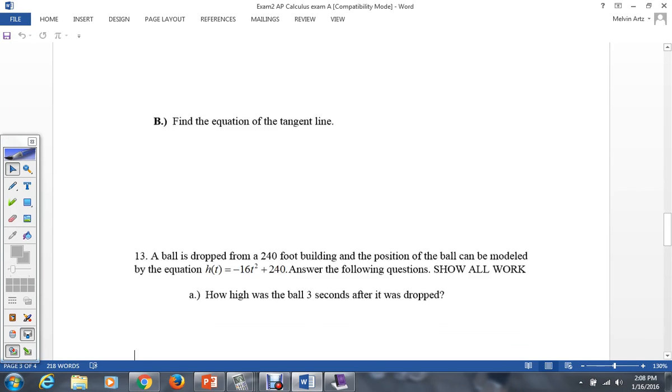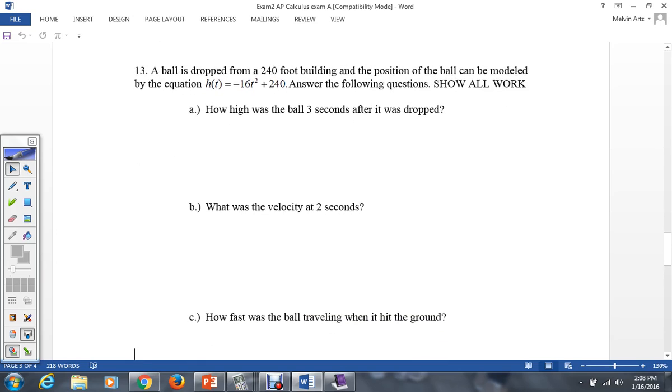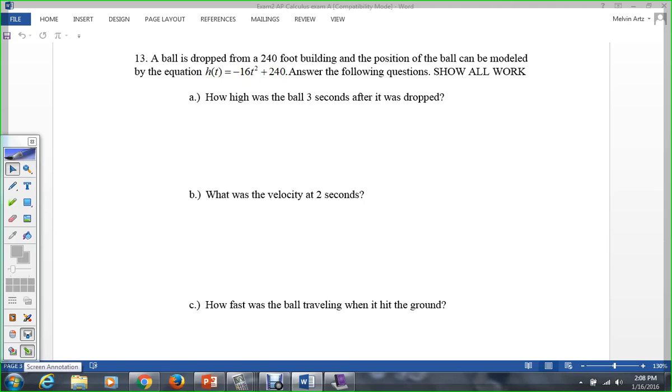A ball is dropped from a 240-foot building, and the position of the ball can be modeled by the equation negative 16t squared plus 240. Answer the following questions. How high was the ball 3 seconds after it was dropped? Well, this is telling us the position of the ball right here.